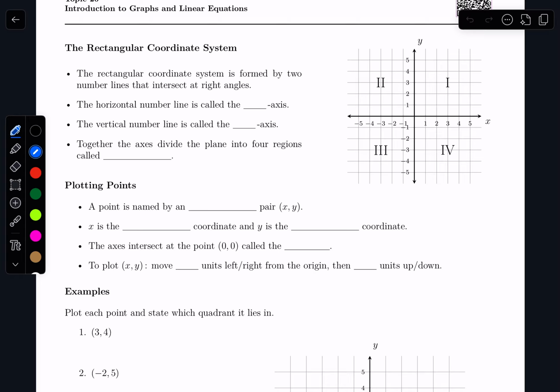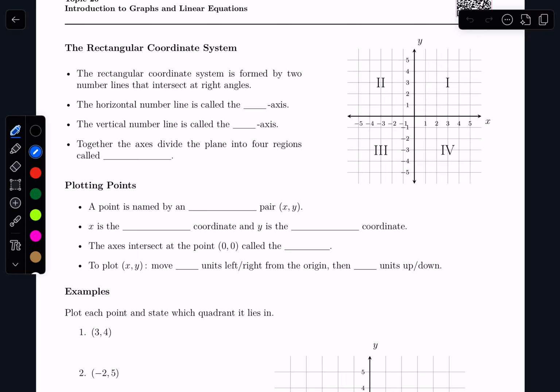So in the previous topic, we saw arithmetic sequences. Now we're going to be doing linear equations, which is just going to take a sequence and draw a line through the dots that it creates. So again, literally, we're going to be connecting the dots today. All right, let's get started with the rectangular coordinate system.